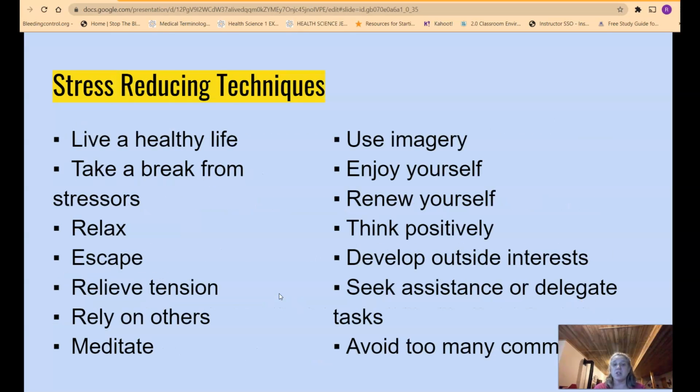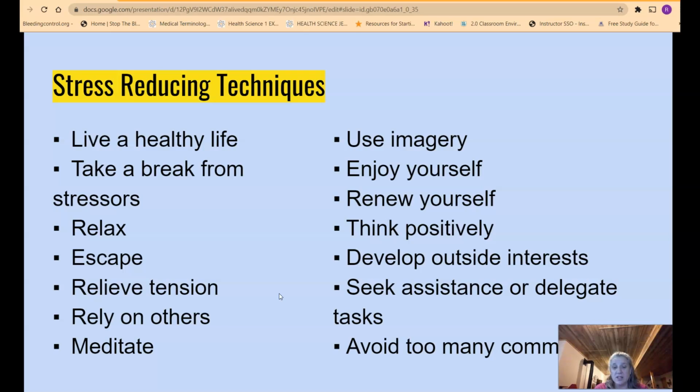So here are some stress-reducing techniques. The best stress-reducing techniques are those that work for you. What do you enjoy doing? And doing that to help you relieve your stress. It could be reading. It could be running. It could be dancing. It could be going outside and playing basketball. It could be video games. It could be calling a friend and talking to them. It could be relaxing with a cup of tea or even a cup of coffee. So you find out what works for you.